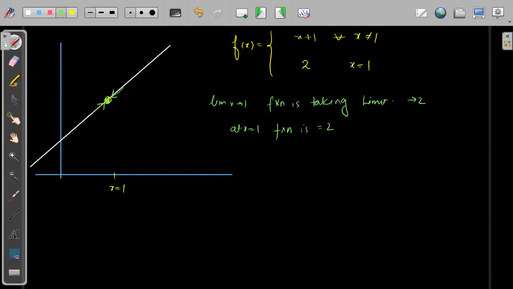Understood? So if the left and right hand limits do not exist, suppose the left hand limit or right hand limit does not exist, so the function is not approaching the same value, then 100% there will be a gap in the function. It is discontinuous. Understood? Fine. Okay. Now this was just a basic observation of when the function will be continuous or not.